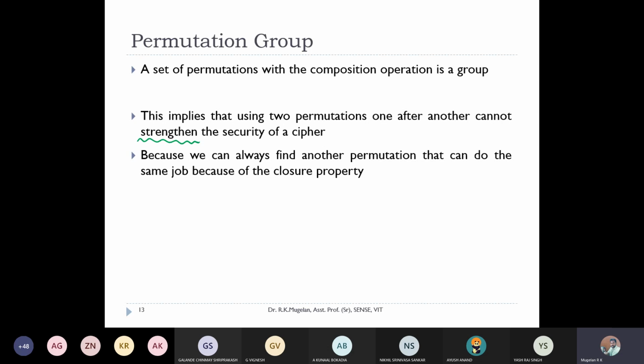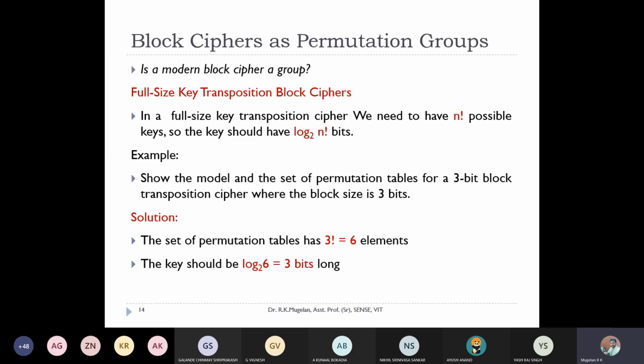Fine. So anyone have any doubt in this permutation group, you can ask me. If it is clear, raise your hands. Okay, thank you. Fine. Now we move into the next one.